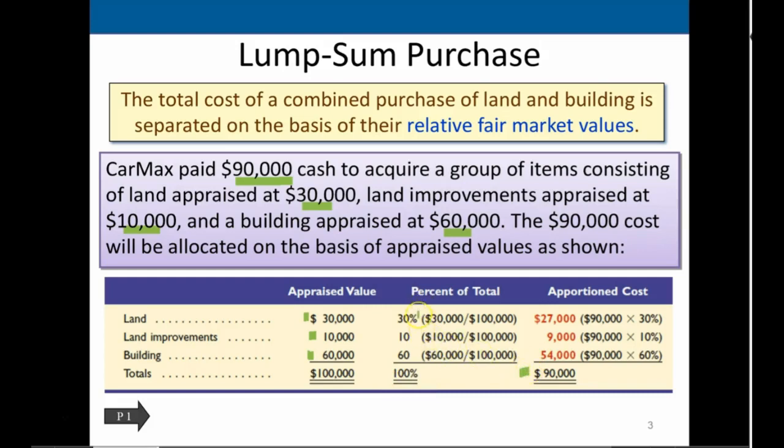So what we can do is come up with a ratio. We use ratios a lot when measuring a lot of different things. So if we take the 30 compared to the 100, that's 30% land. 10 compared to the 100 is 10% improvements, and the 60 compared to 100 is 60% on the building, of the 90. So in some way, when we get a lump sum purchase, we're going to have to break it out between these separate categories.